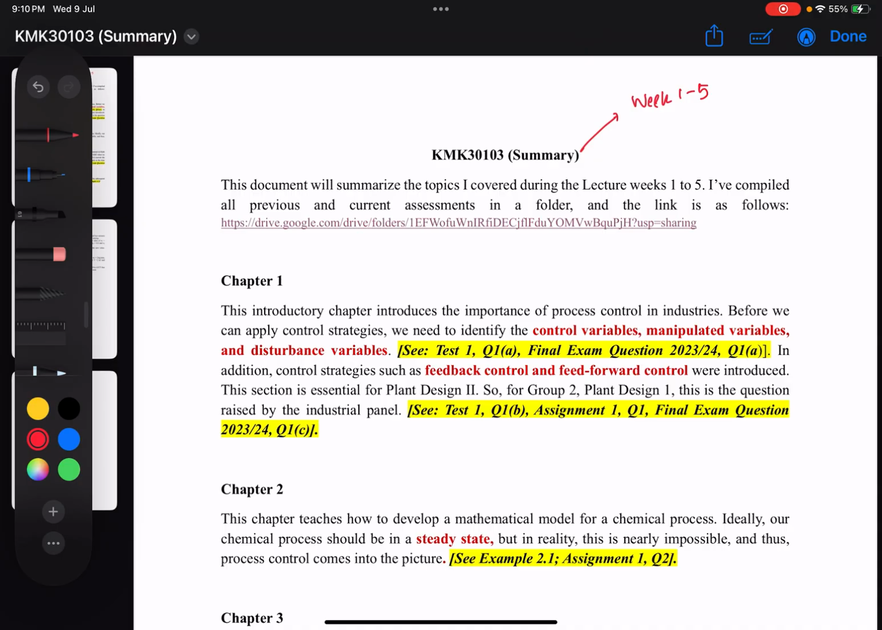In addition to these summary documents, you also will be able to access the previous and also current assessment in the Google Drive folder, which the link is available as follows. The previous assessment includes the final exam questions for the previous semesters together with the assignments and also tests.